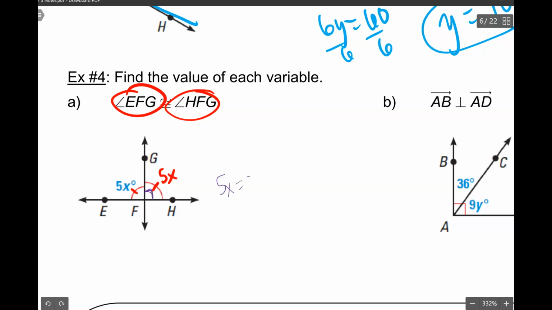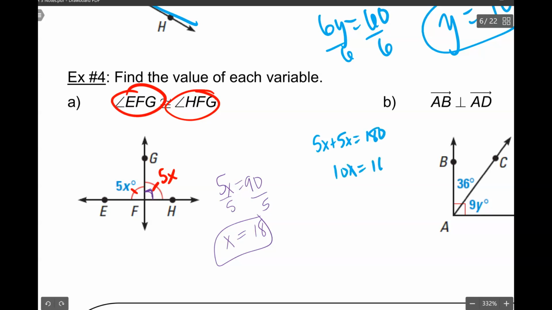So I can set 5x equal to 90, divide by 5 on both sides, and I get x is equal to 18. You also could say, well, the total is going to be 5x plus 5x to go all the way across, and that's 180. So we have 10x is equal to 180, divide by 10. Once again, you get 18. So either way would work.